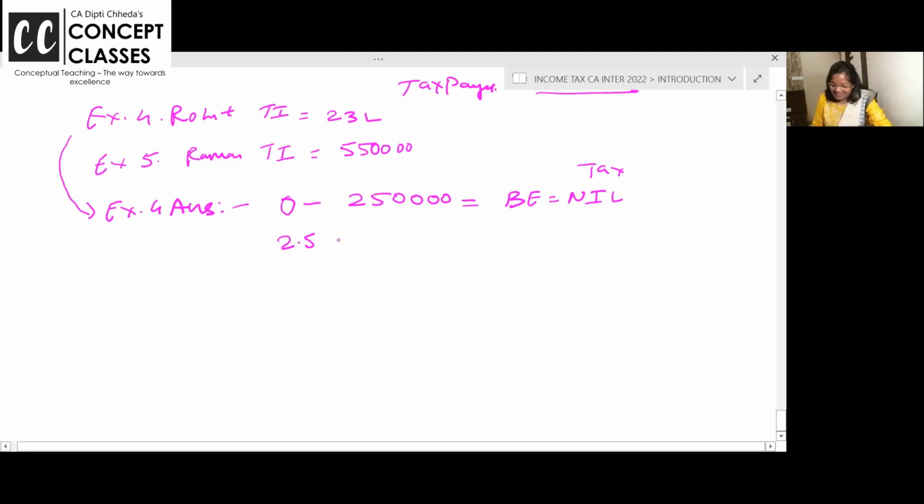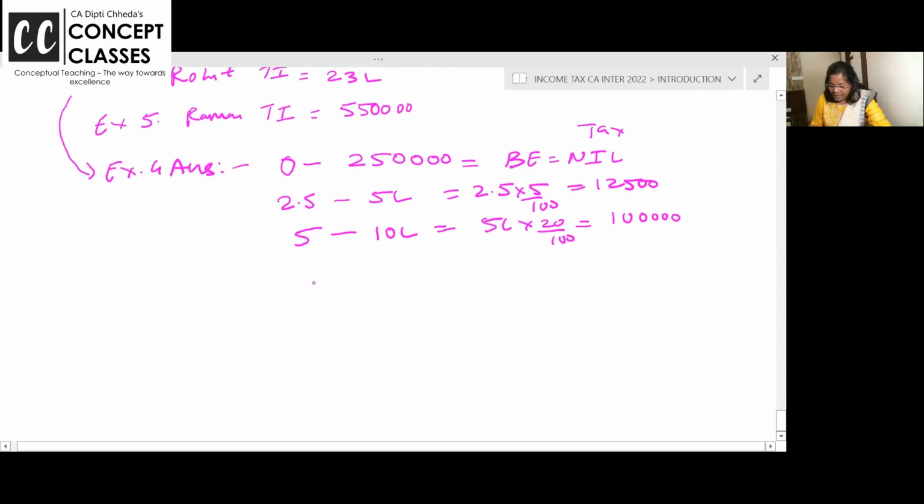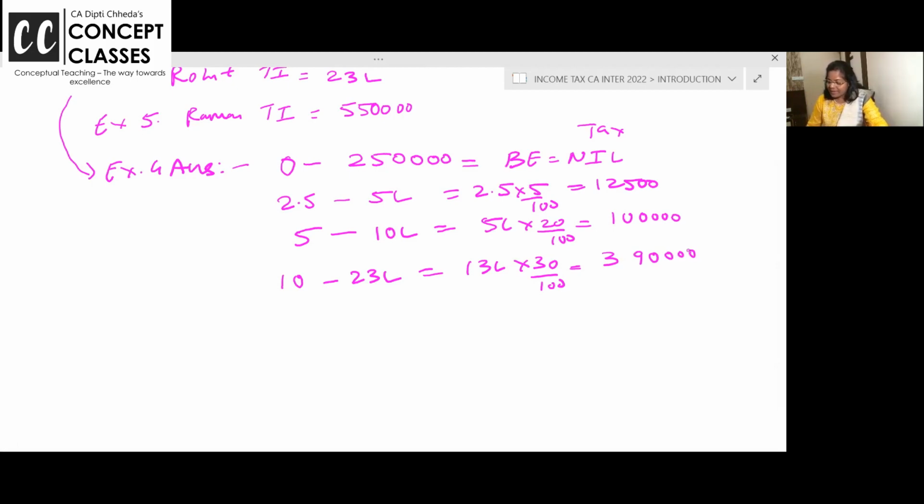Okay. Next, 2.5 to 5 lakh. On the next 2.5 lakh, it is 5%, 12,500. 5 lakh to 10 lakhs, on the next 5 lakh, it is 20%, so 1 lakh. And above 10 lakhs till 23 lakhs, this is a journey of 13 lakhs at the rate of 30%. So 13 lakh ka 30% is 3,90,000. Above 10 lakhs, 23 lakhs was the income, no? So 13 lakhs ka 30%.